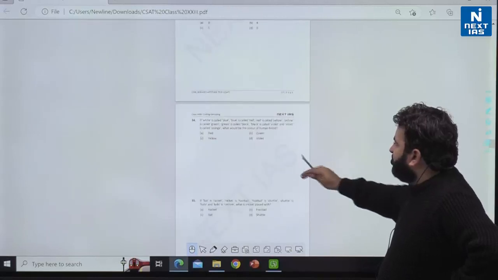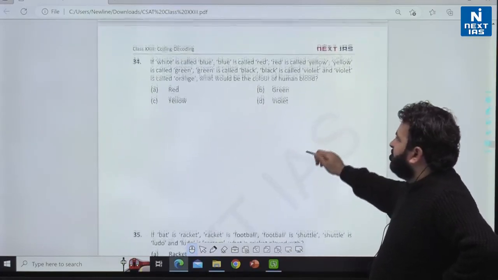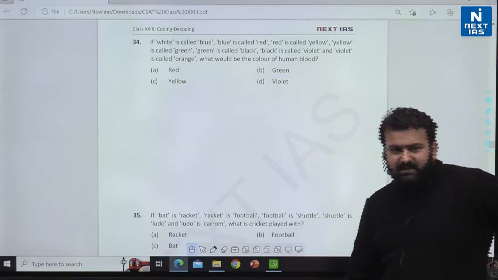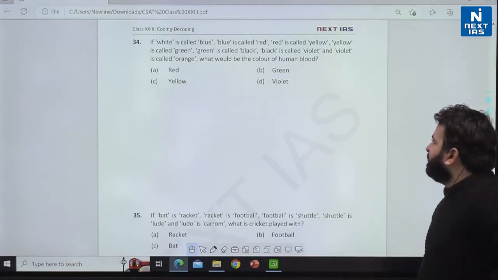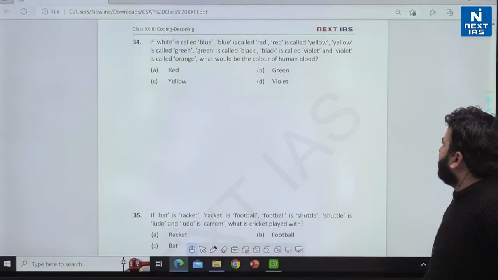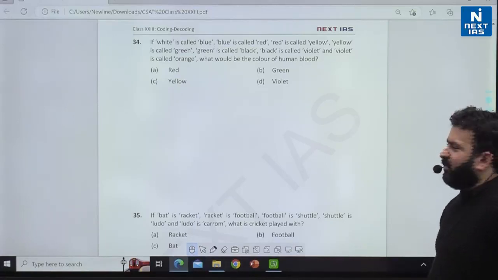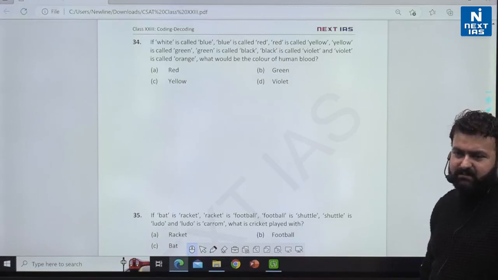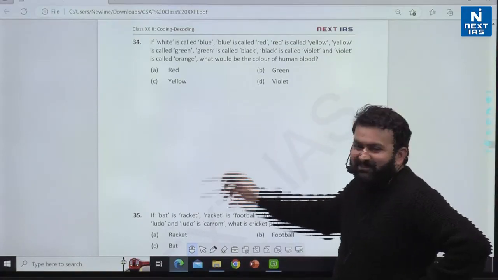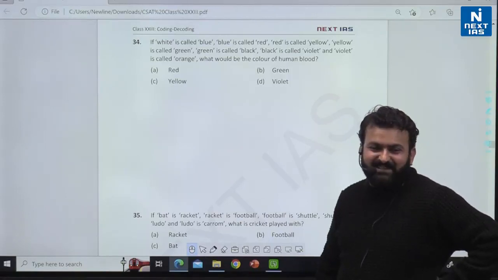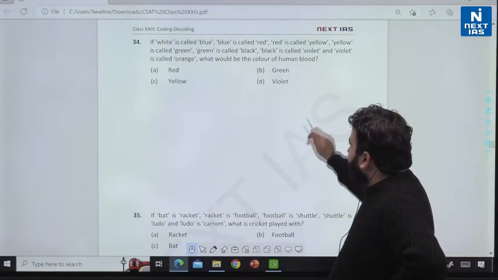Question number 34 here. White is called blue, blue is called red, red is called yellow, yellow is called green, green is called black, black is called violet, violet is called orange. What would be the color of human blood? So the color of human blood is red, and red is called yellow. So what will be the color of human blood? Yellow. Okay.